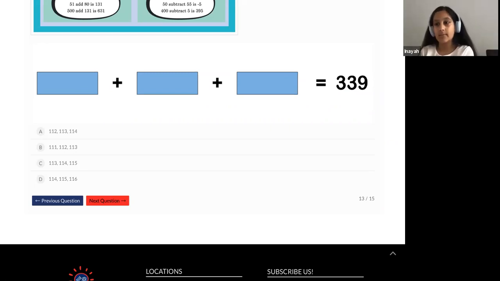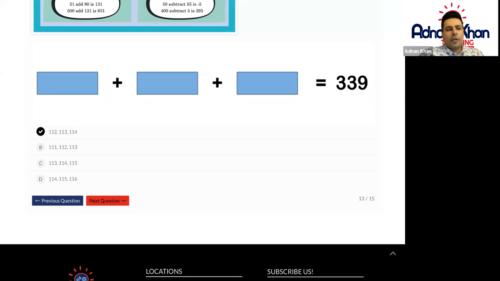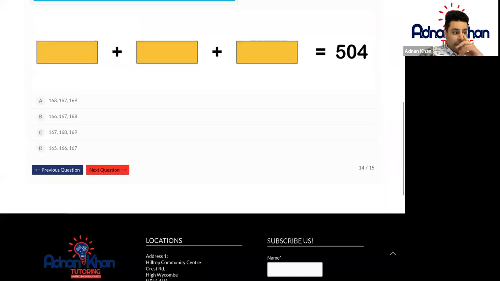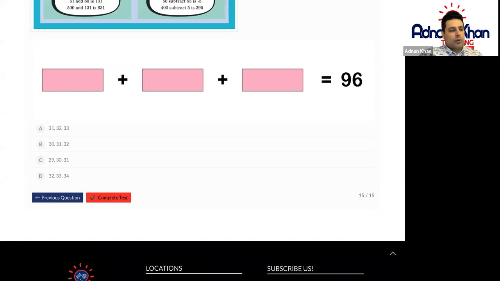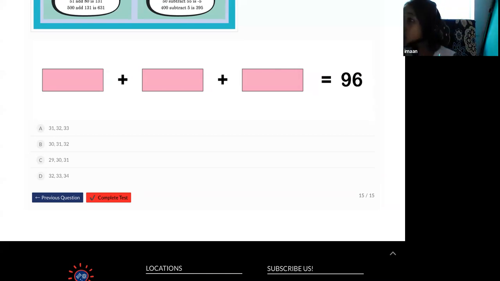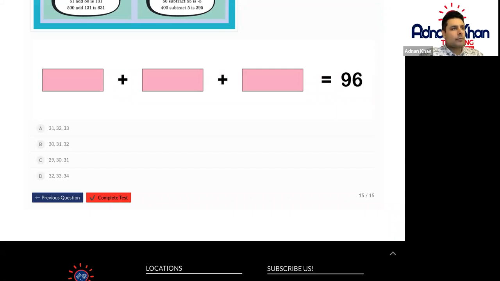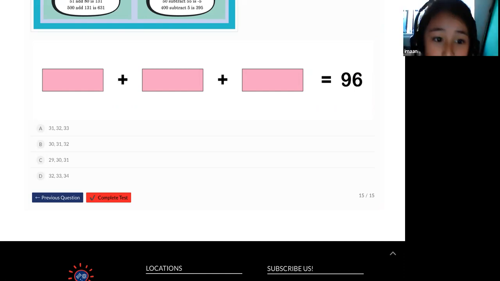A. 112 add 113 add 114 gives you 339. Well done. The next one, 504. If you did 167 add 168 add 169, so consecutive means they're right next to each other, numbers one after another, and that will give you 504. And for the last one, Iman, do you want to do this one? Iman, would you like to work this one out? Yes. Go ahead, please, quickly.